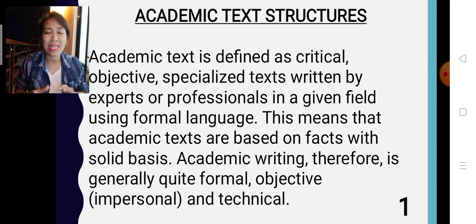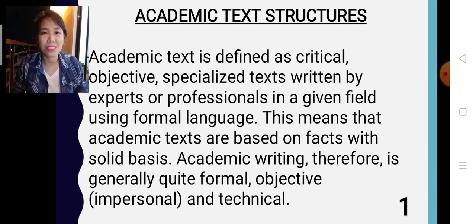This means that academic texts are based on facts with solid basis. When we say basis, there is proof, it is proven, approved, so it has a source it comes from. It is generally quite formal, objective, impersonal, and technical. That is the meaning of academic text structures. Again, who usually uses this? Experts and professionals.